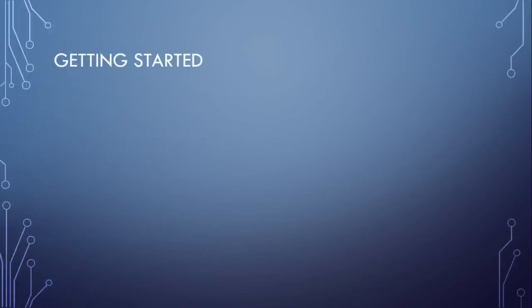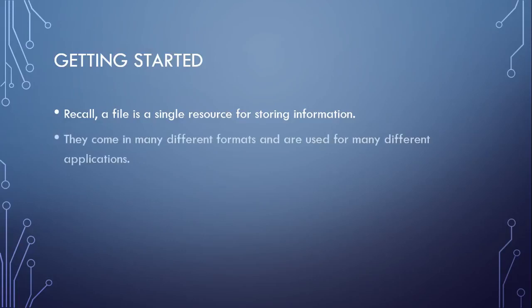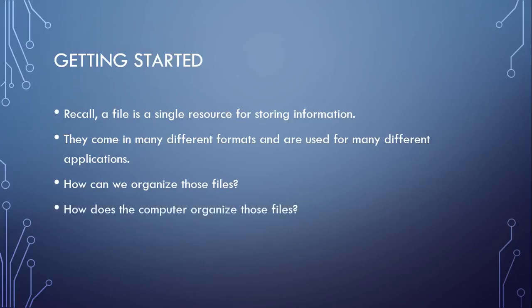So, getting started here, let's recall that a file, which we talked about in our last lesson, is a single resource for storing information. They come in many different formats, as we saw in our giant battery of them, and are used for many different types of applications. So the question then is, how can we organize those files? Is there a technique that we can use, or is there a way that automatically we can have those files be in a manner accessible for us? And how does the computer organize those files? What does the computer do when it goes and gets a download? Where does it stick that file, for example?